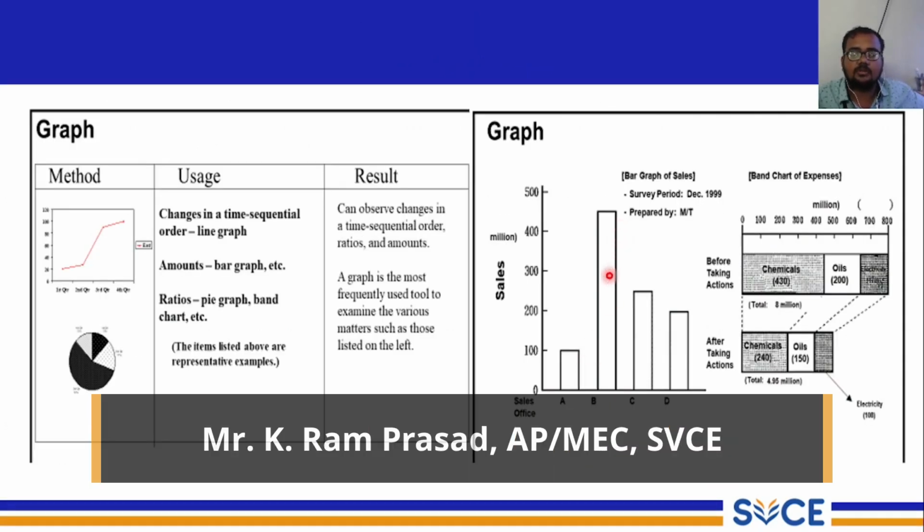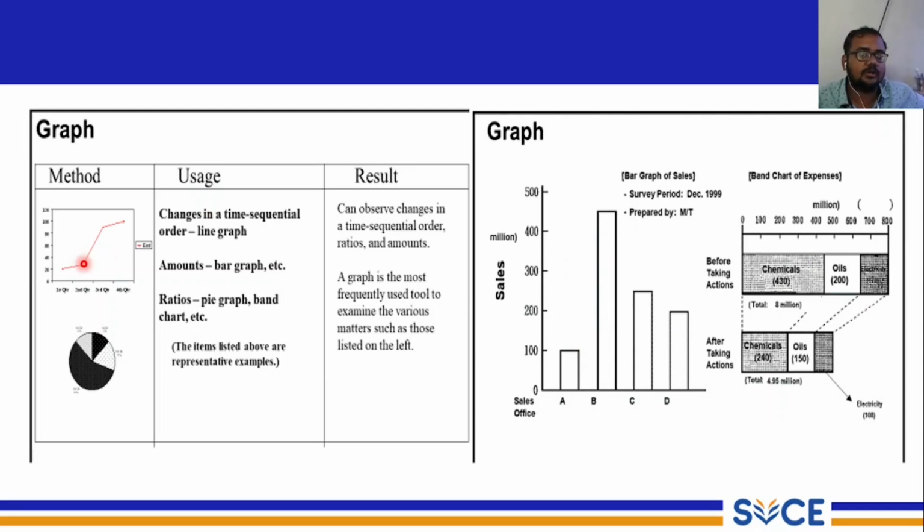You could see here the bar graph. I'm not going into much detail because everyone knows how a graph is to be drawn. For a sequential order, for every change in time, there is a sequential order line graph. So the bar graph and other details have been listed. Pie graph, band chart, different types of bar graphs and pie charts are used here, right? So I hope you'll be much clearer about graphs.